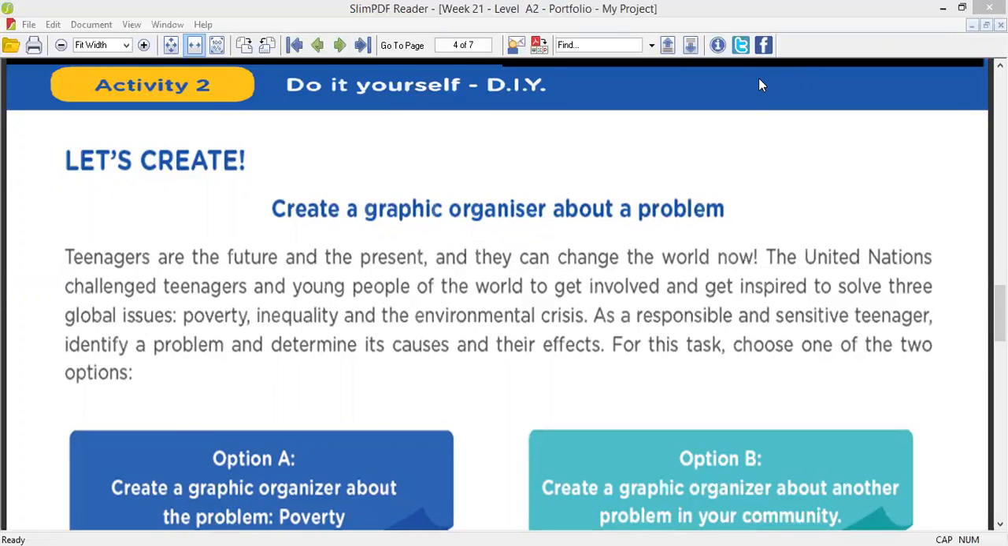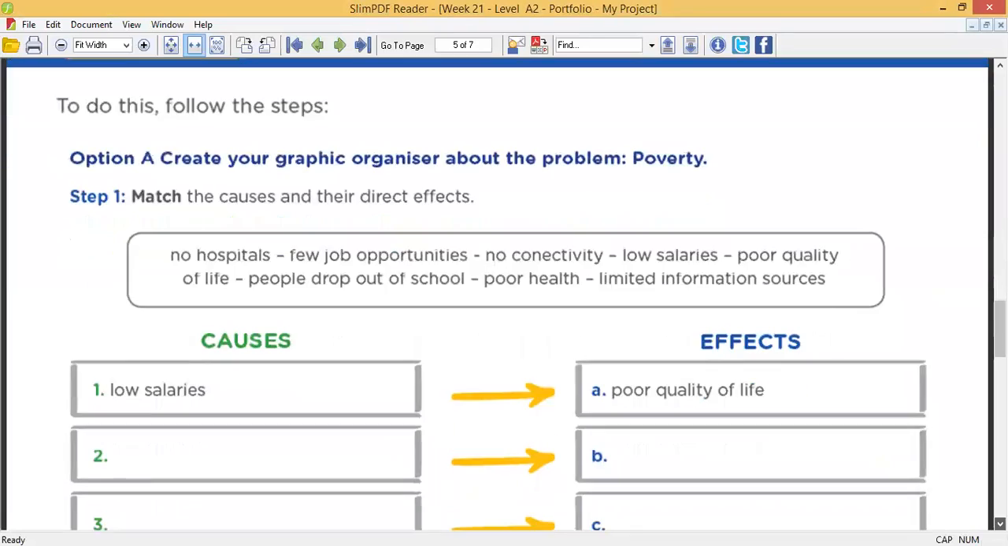And for option B, you have to create a graphic organizer about another problem in your community, for example, robbery, pollution, or another problem that you have in your community, because you notice a lot of problems in your communities. Take one and use it in your project. Please follow the steps. For both options the steps are the same.